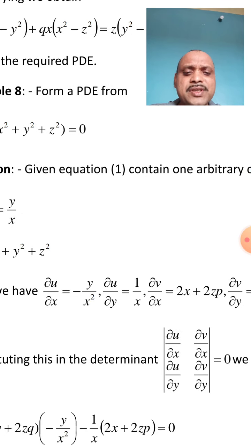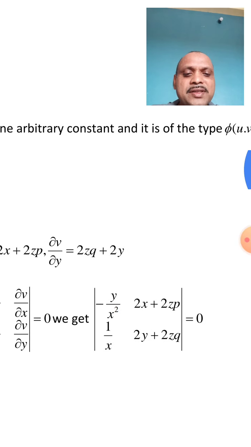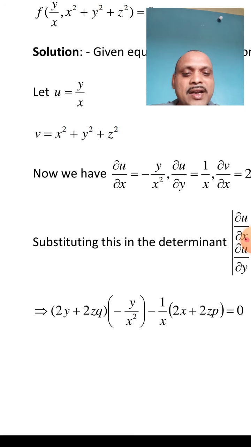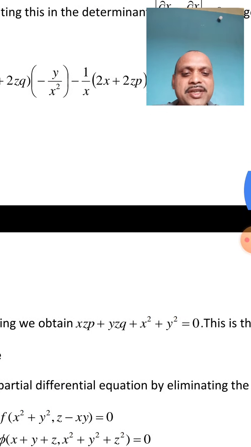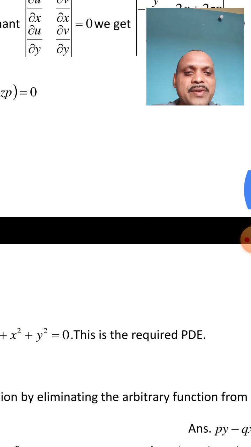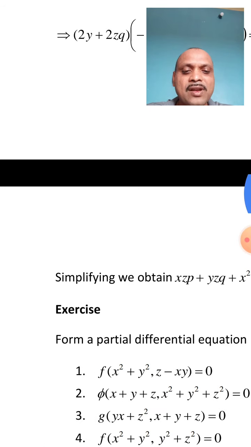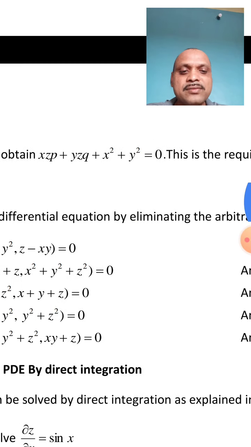So substitute these values in this determinant and solve this determinant. We have solved this already and we get this value. After simplification we get this simple relation, and this is our required partial differential equation. We have eliminated f from this relation. This is a simple exercise for you.